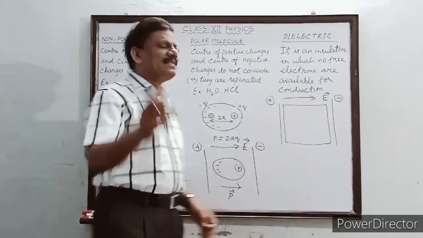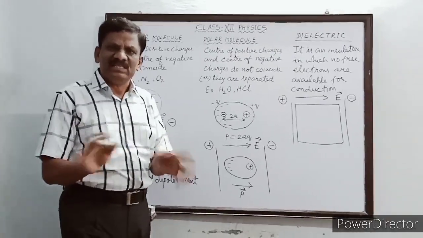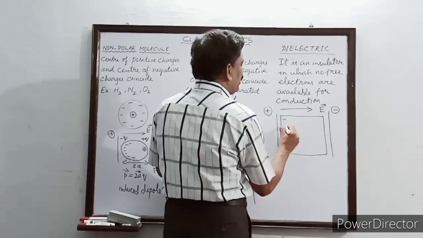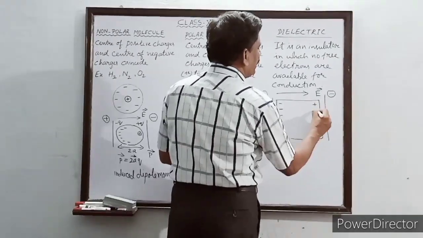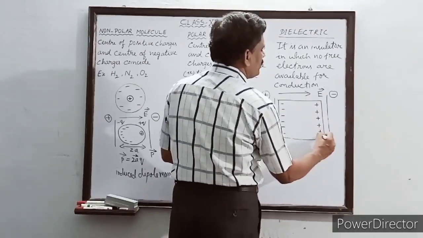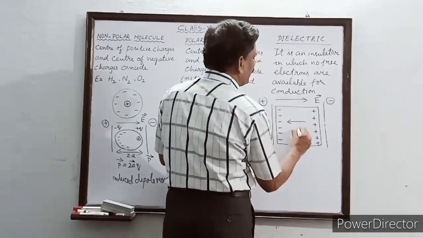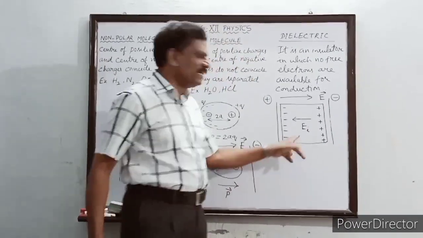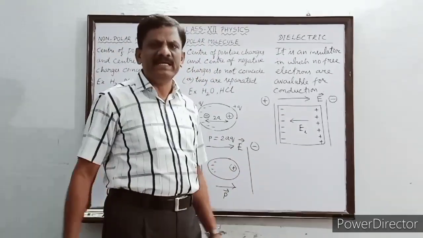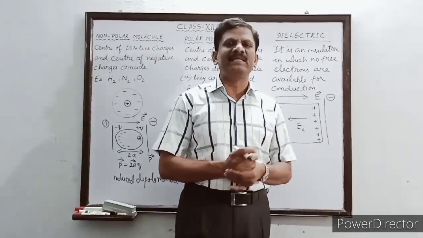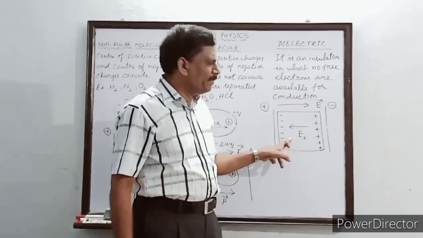Just like we have already studied what happens when a non-polar molecule is placed inside an electric field, there is a redistribution of charges. Like that, here also, one end of the insulator will be induced with negative charges and the other end will be induced with positive charges. As a result, another internal electric field, EI, the induced electric field, will be produced within the insulator. This type of material is called a dielectric because it develops two electric poles, positive and negative, within the material itself.